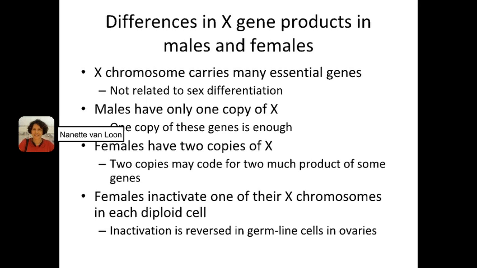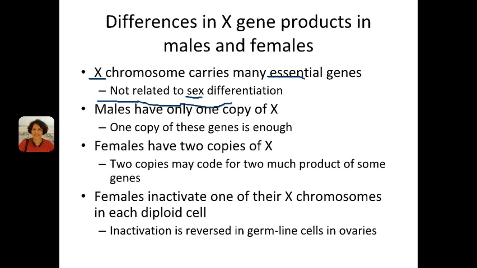So why do we need to inactivate one of our X chromosomes? Well, we saw earlier that an X chromosome has a lot of genes that are essential for survival and that are not at all related to sex determination and sex differentiation. Males only have one copy of the X chromosome. That means that one copy must produce enough quantities of all the gene products that are needed from that X. Well, sure, that happens. So males are fine with their one copy of the X chromosome.